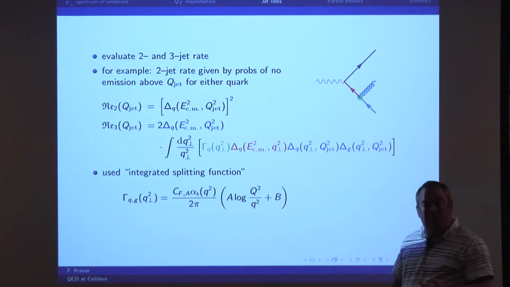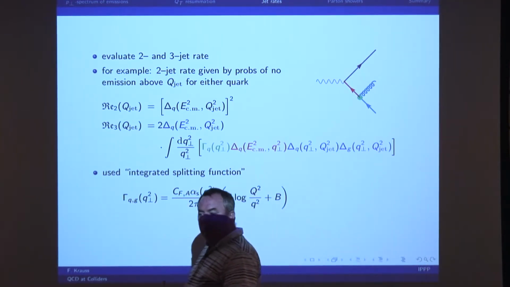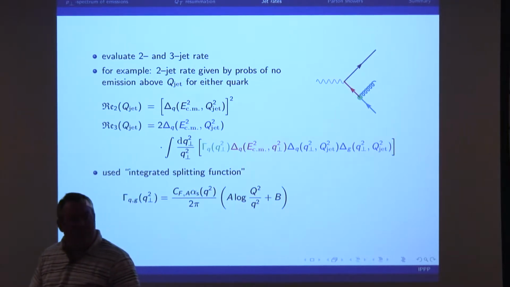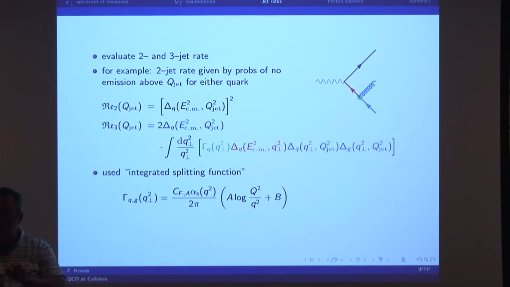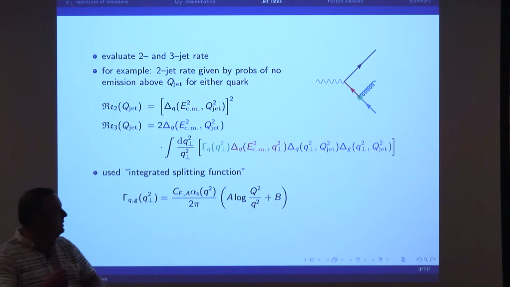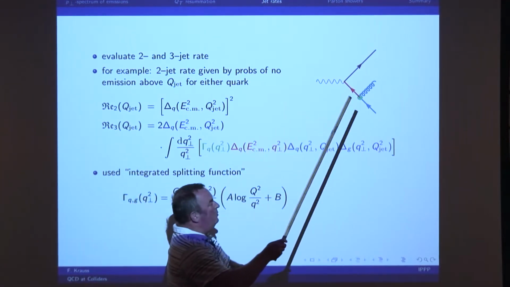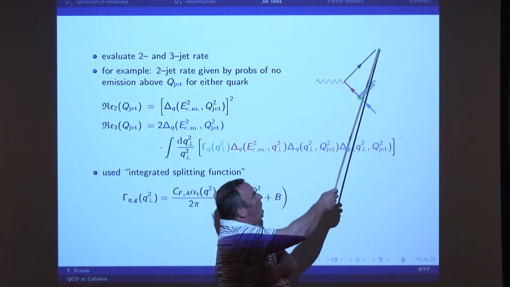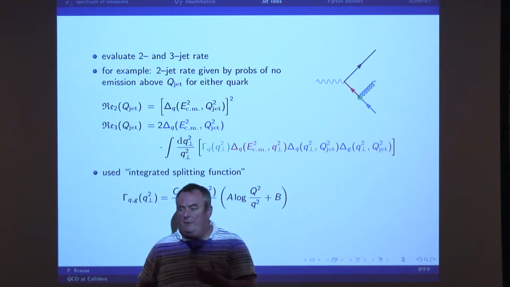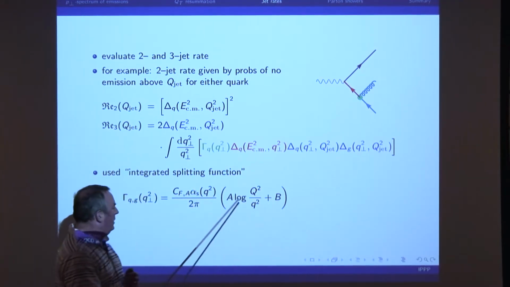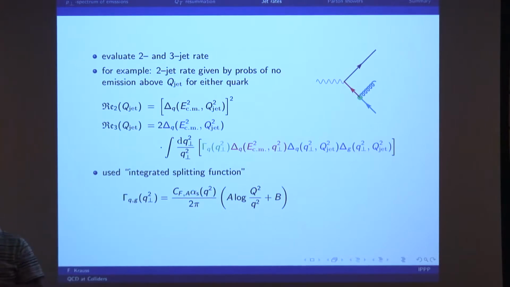So we could iterate, and we could do 4 jet rates, 5 jet rates, etc. So we would draw Feynman diagrams, and what you do, practically speaking, is for every line you put a Sudakov form factor, and for every vertex you put one of these terms. And that actually works remarkably well. Not perfect, but remarkably well.